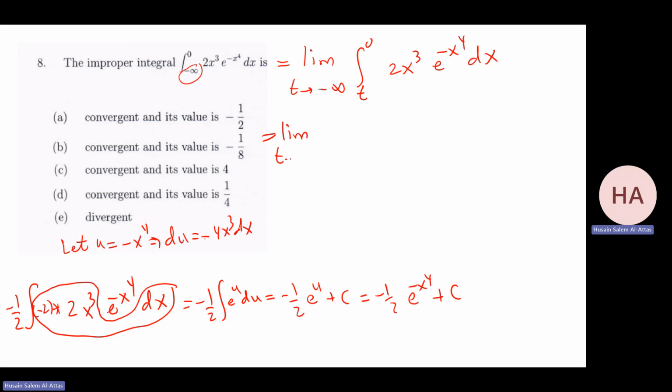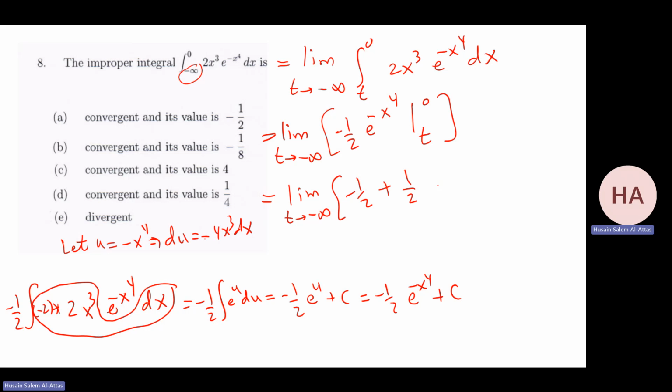So that will be limit t goes to minus infinity of minus half e to the power minus x to the power 4 from t to 0. Okay, so now substitute. I have limit t goes to minus infinity, minus half e to the power 0, which is 1, minus that will be plus e to the power minus t to the power 4.